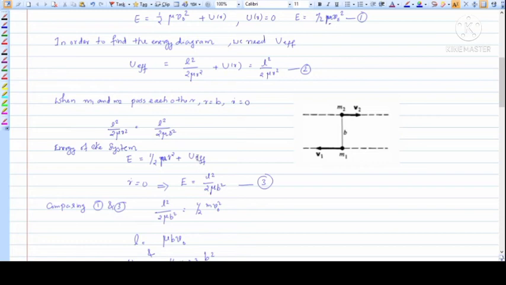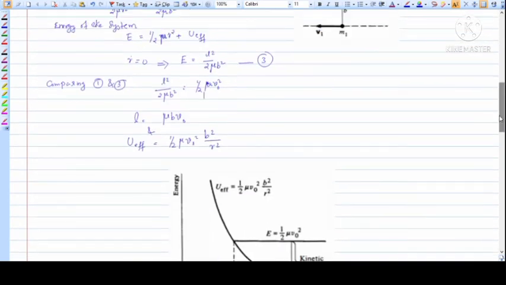This is the expression for U effective. Now the energy is L square by 2 mu B square, and in equation number 1 we have seen that energy is equal to half mu V0 square. Comparing 1 and 3, the LHS are equal, therefore the RHS must be equal. So L square by 2 mu B square is equal to half mu V0 square, and from this equation we will get L is equal to mu B V0.